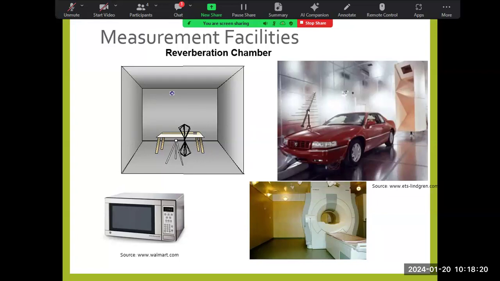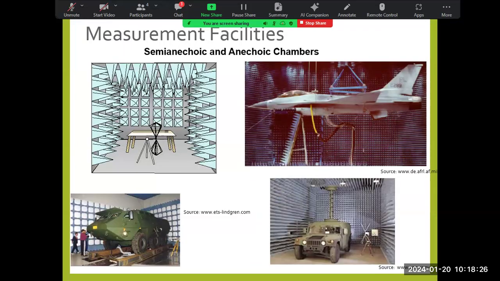So what kind of things do we use? We like reverberation chambers. And of course your microwave is like a tiny reverberation chamber. Semi-anechoic and anechoic chambers can have tiles or cones, and it makes it more like you're out in the open.